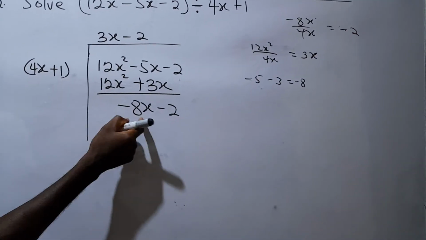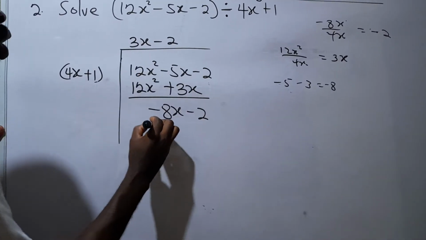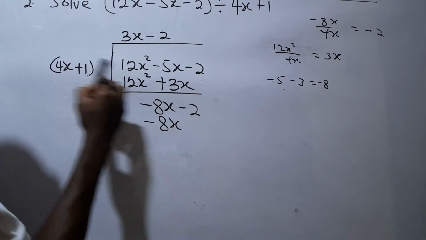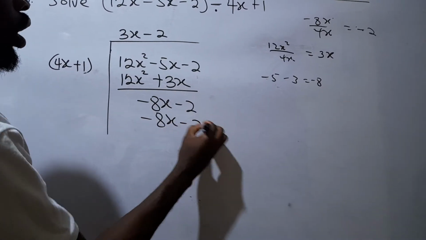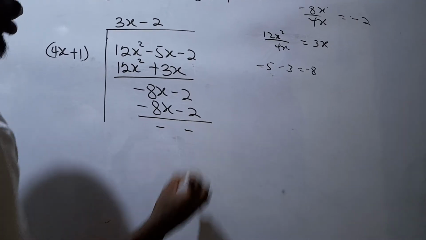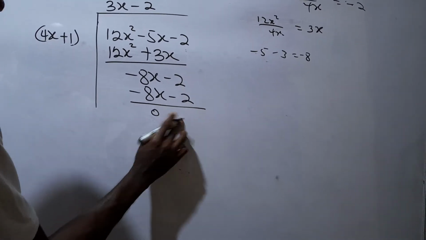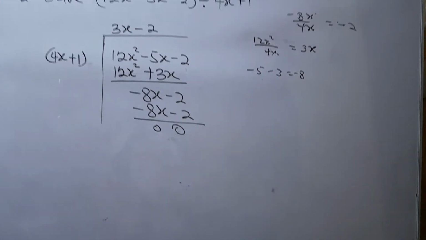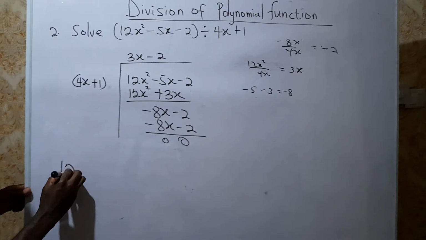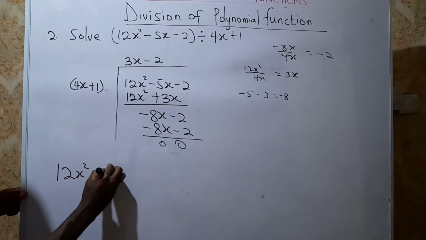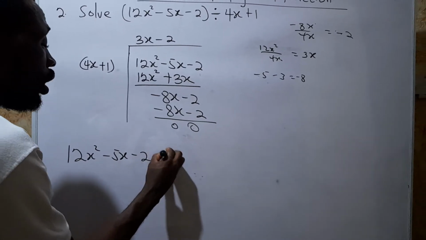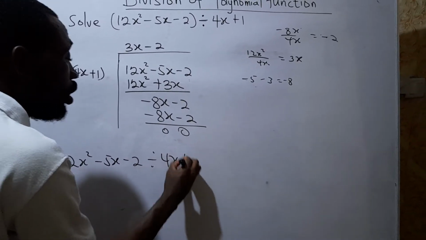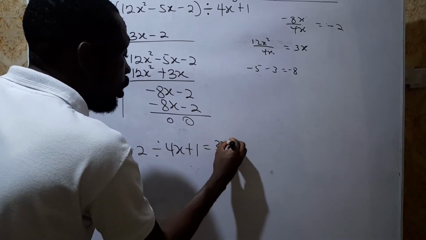So when we multiply, 4x times negative 2 will be negative 8x. Then 1 times negative 2 will be negative 2. When we subtract, we get 0. That means there is no remainder. It can divide without any remainder. Then we can say 12x squared minus 5x minus 2 divided by 4x plus 1 is equal to 3x minus 2.